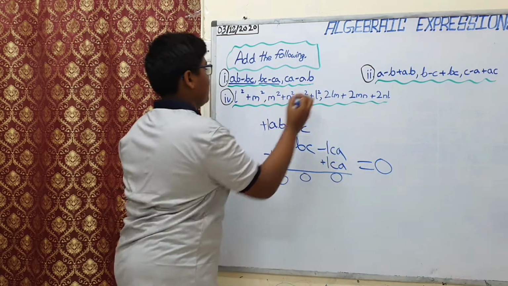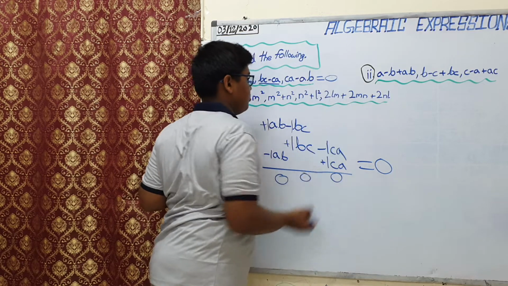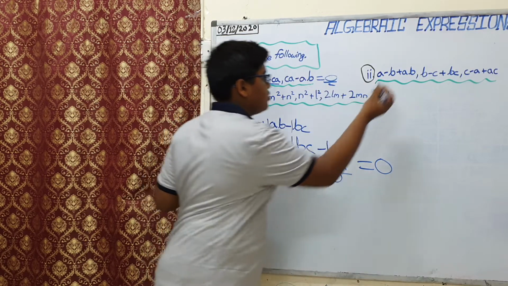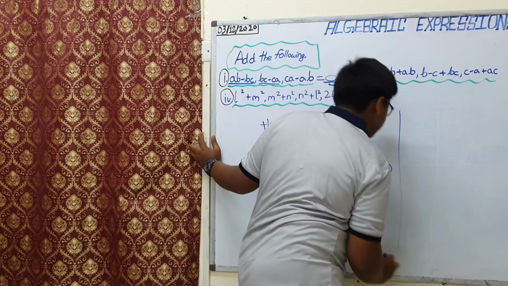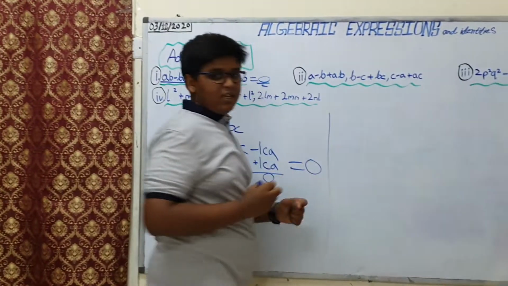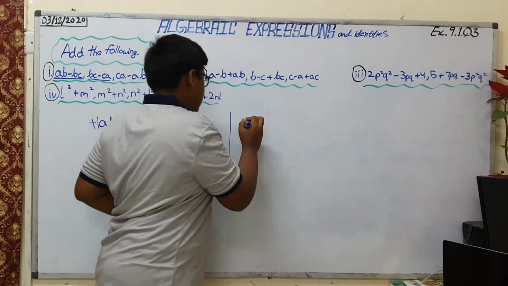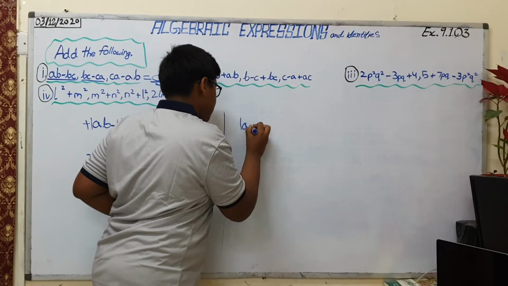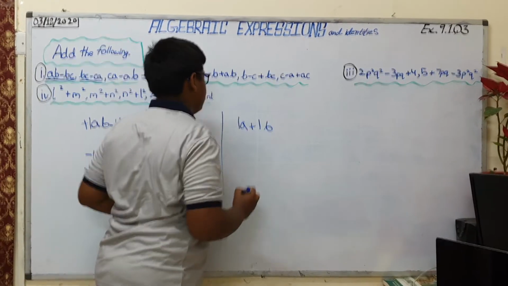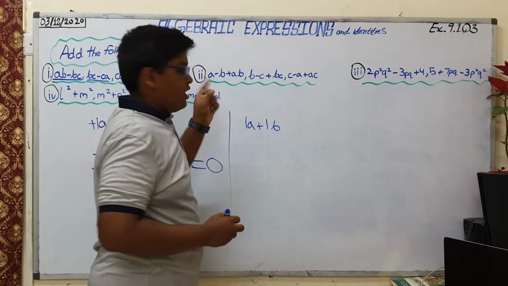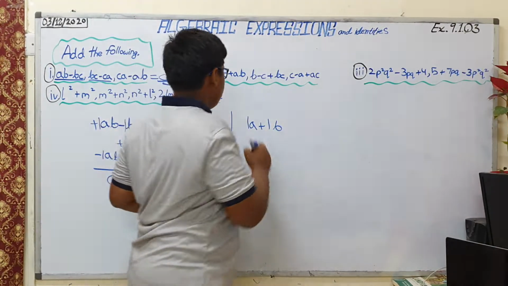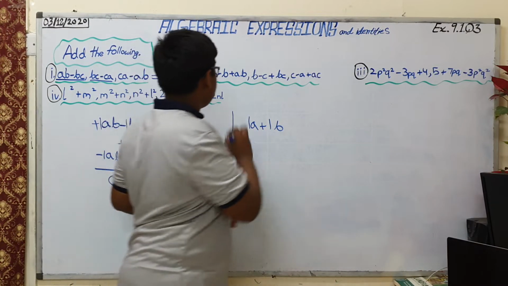Now for A we have got the answer 0. Now let's go to the second question. What are they asking us? A minus B plus AB. So 1A plus 1B. This is a statement here. Plus AB. So there is plus AB. There are 3 terms in it.